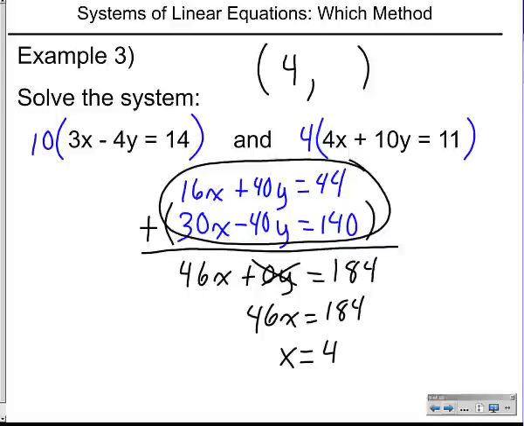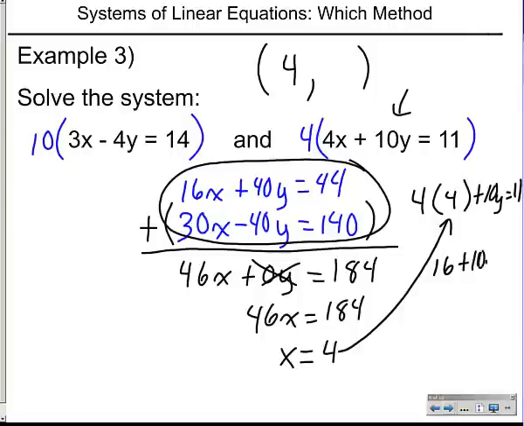Let's say I look back at this one right here, and in place of x I'm going to put 4 because that's what x was, plus 10y is equal to 11. Now I get 16 plus 10y is equal to 11. 10y then is going to equal 11 minus 16, which is going to give us a negative 5. And divide by 10 on both sides, and y is going to equal negative 1/2. So our solution will be 4 comma negative 1/2, and that's where the two lines will cross each other on the graph, creating the solution to the system.